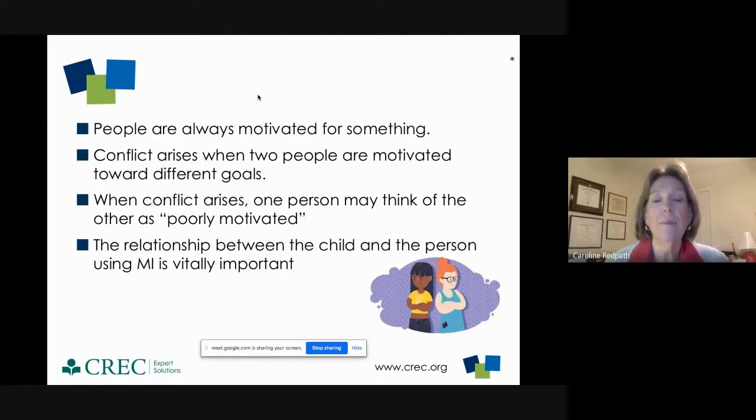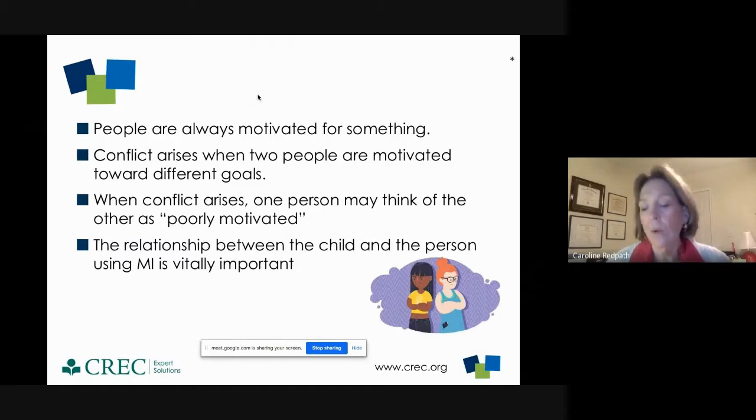The real problem, conflict arises when 2 people are motivated towards different goals. The teacher may be motivated that all of their students do their homework, and the kid may not have the same motivation to do that homework, but that doesn't mean they're not motivated. They're just motivated to do something else. When the conflict arises, one sees the other as poorly motivated, and that's really not what we need to look at.